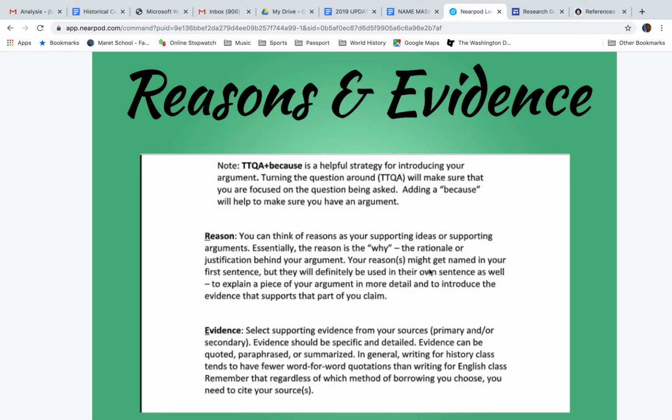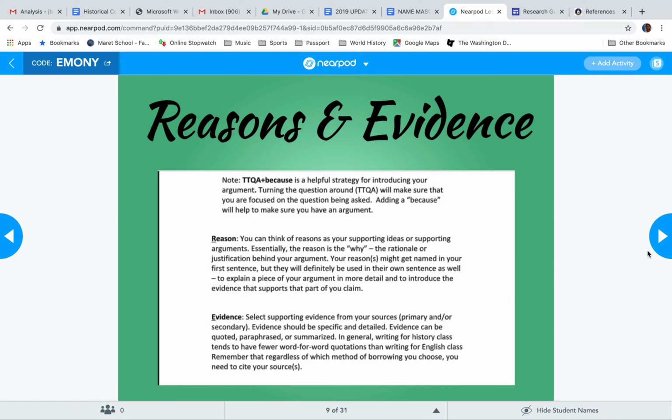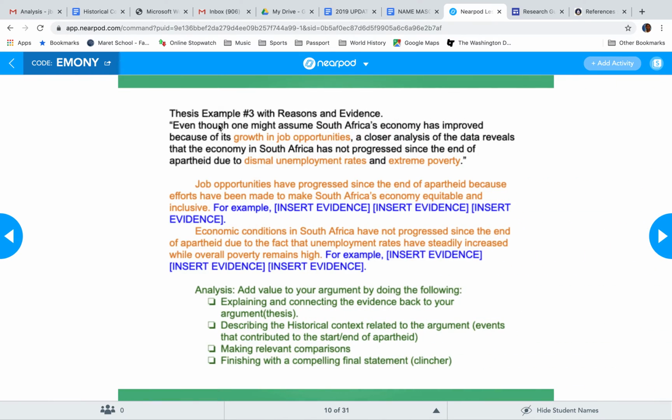Notice that they may get mentioned in your thesis statement, as they should, but they will definitely be used in their own sentence, topic sentence, basically, in the body of your paper to explain a piece of your argument in more detail and introduce the evidence. Okay, so here's an example of that being executed.